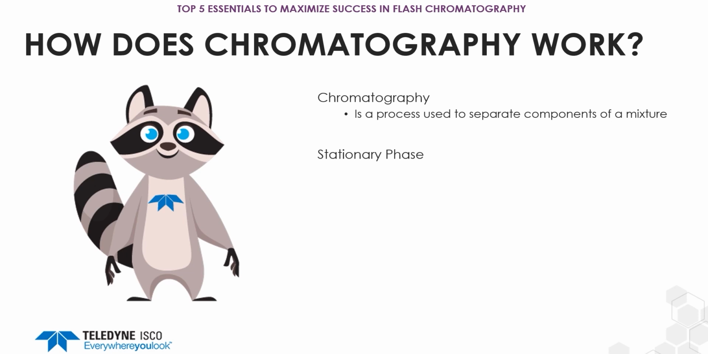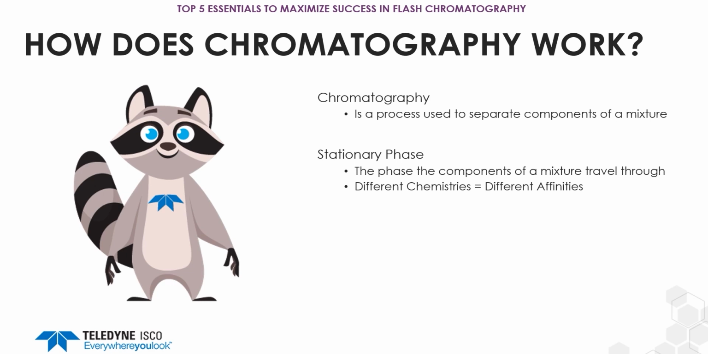We're also going to talk a lot today about the stationary phase, and it's actually one of our top 5 essentials to maximize success in Flash. But what is the stationary phase? Well, the stationary phase is exactly what it sounds like. The stationary phase is stationary. This is the phase of chromatography that the components of a mixture have to travel through, and this is what's going to generate our separation. Now, different stationary phases are going to have different chemistries, and with different chemistry comes different affinities. So what do I mean by affinities?